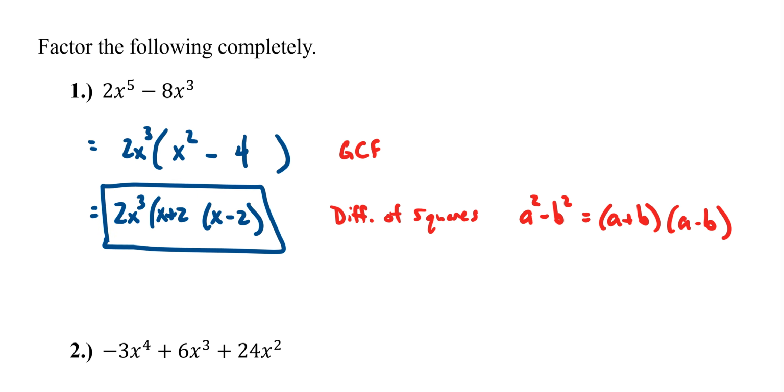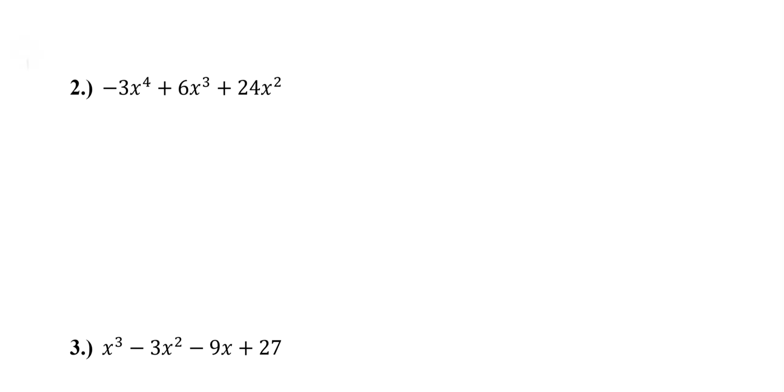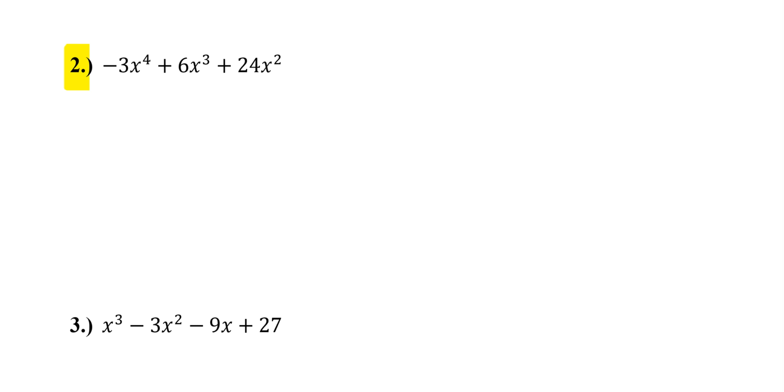Okay, next one. For part 2 here, we have negative 3x to the 4th plus 6x cubed plus 24x squared. For this one, again, try GCF first. There is a GCF. I'm going to ignore the negative for 1 second here. There's a GCF of 3x squared. And something I didn't mention in the previous one, again, I'm going quickly here because this is just supposed to be a review.